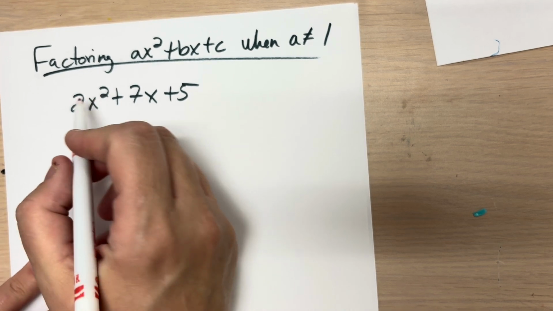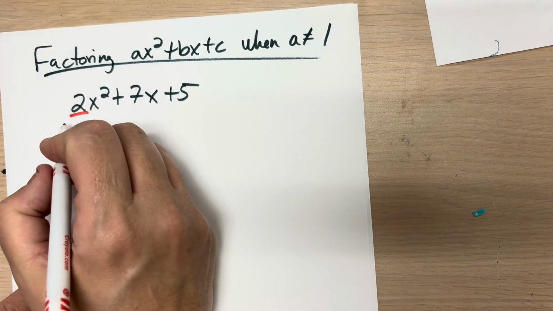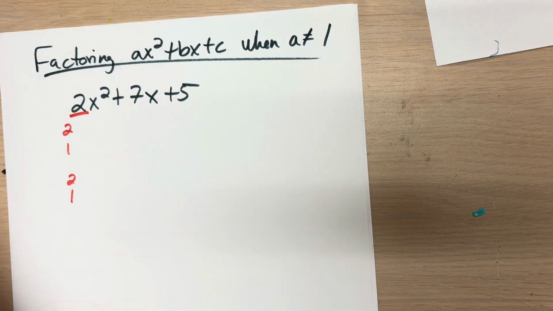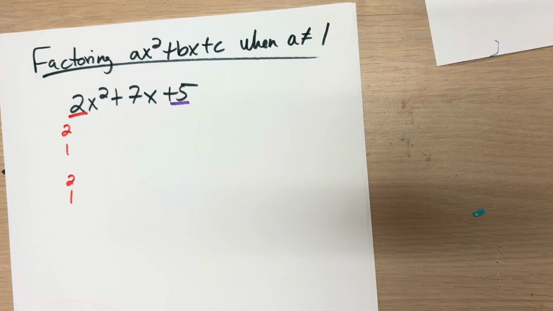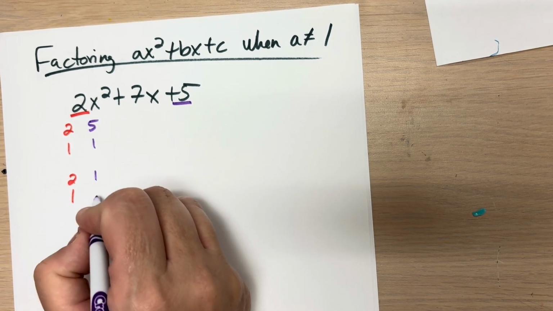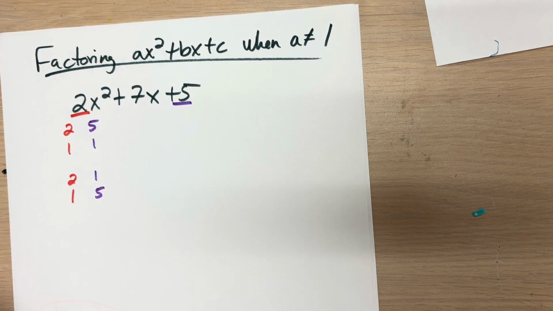So in this method, I'm gonna look at the factors of A. So we've got 2 times 1 and 2 times 1. I'm also going to look at the factors of 5. So 5 times 1, and then I'm gonna flip the order, 1 times 5.